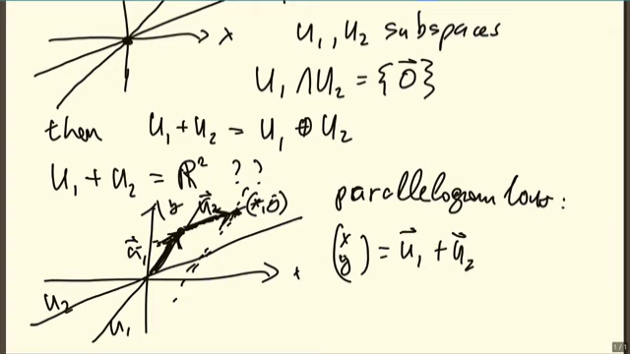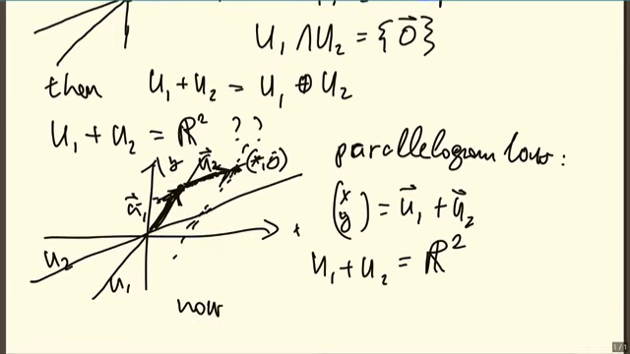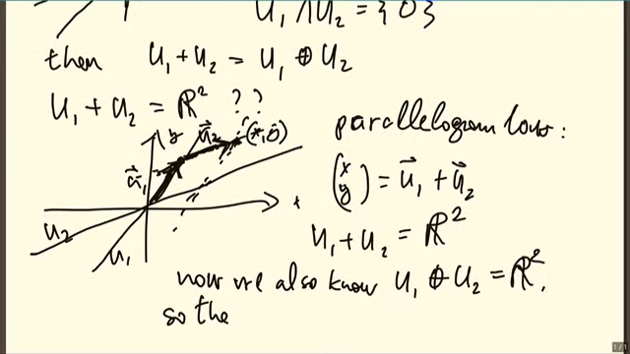So using this parallelogram technique, we know that u1 plus u2 equals R2. The extra thing that we know now is that this representation is unique, because the sum is actually the direct sum. So the representation is unique.